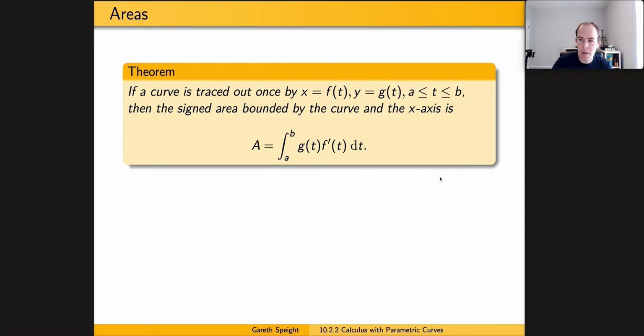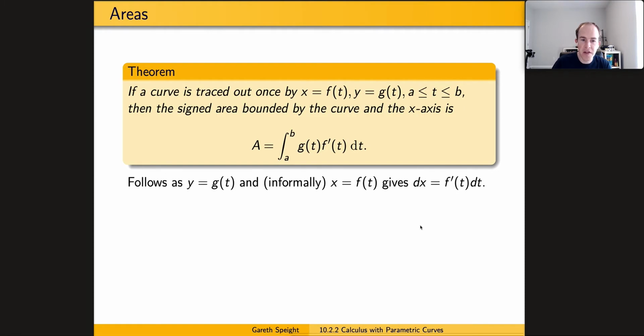Back when we had y in terms of x, this was the integral of y, whatever y was, with respect to x. So it was the integral of y dx, where y was some function of x, and we integrate everything with respect to x. Here it's the same because y is equal to g of t. And if we think about x equals f of t, dx dt is equal to f prime of t, that says that dx informally is f prime of t dt. So you can think about this as being the integral of y times dx, which is exactly what we had before, except now the dx we write as f prime of t times dt.